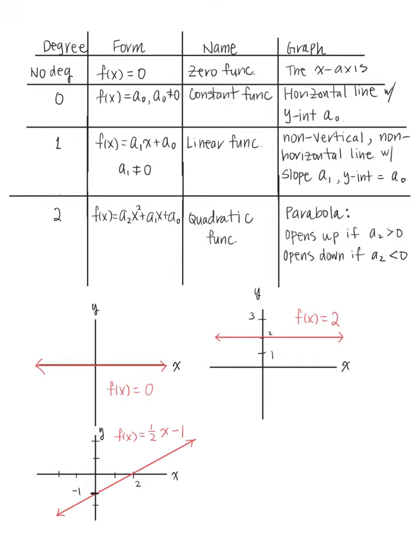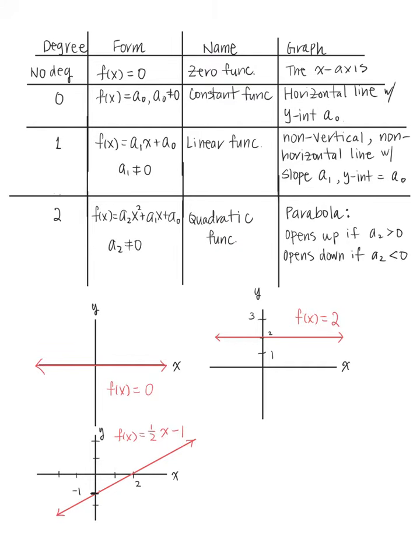Now let's go with the degree 2. So what does it look like? We have f of x equals a sub 2 x squared plus a sub 1 x plus a sub 0. And please note that a sub 2 cannot be 0. Now, what's the name for that? That's called a quadratic function.